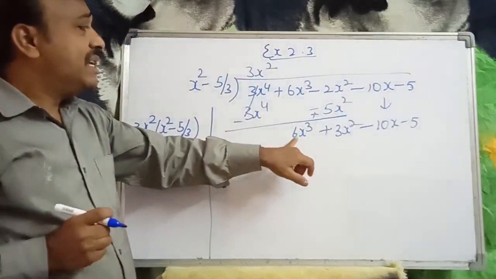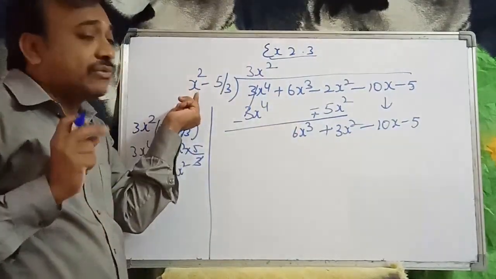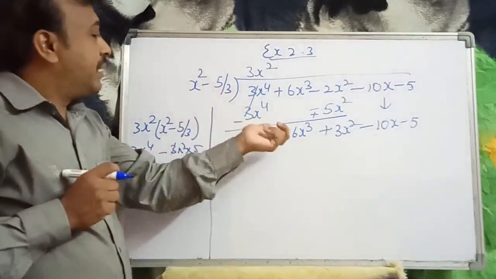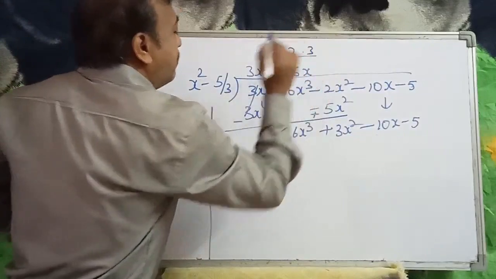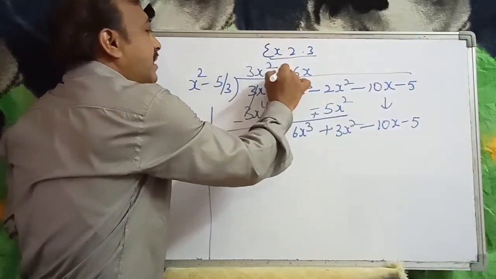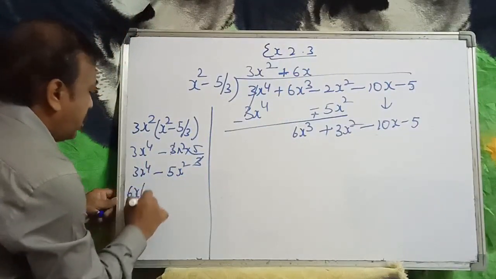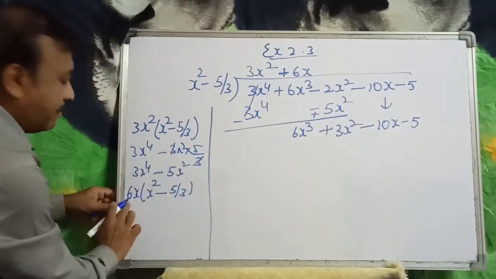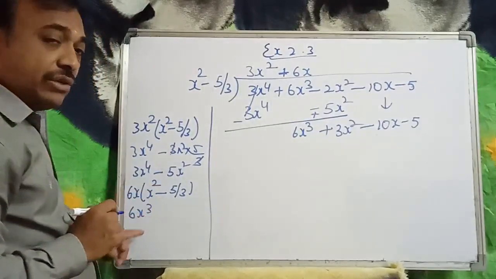Now in the first place you have 6x cube, and here you have x square. So 6x cube, if you divide with x square, I am talking about the first term, then the quotient will be 6x. Sorry, the sign is plus. I'm very sorry. Here plus sign is there, so plus 6x. So with 6x, you have to multiply x square minus 5 by 3. Now 6x into x square will give you 6x cube.